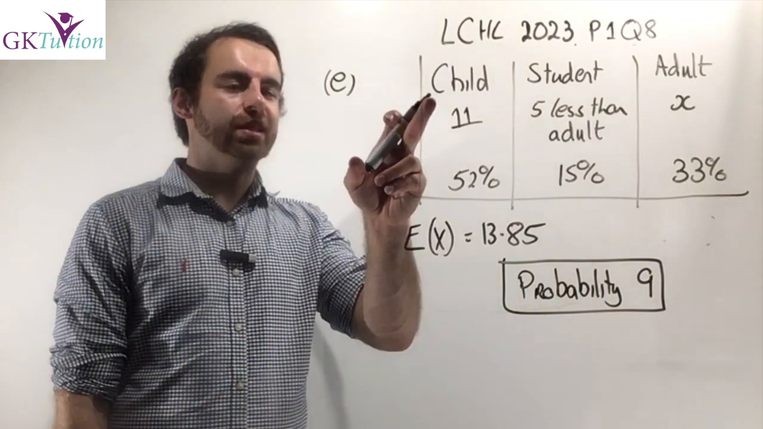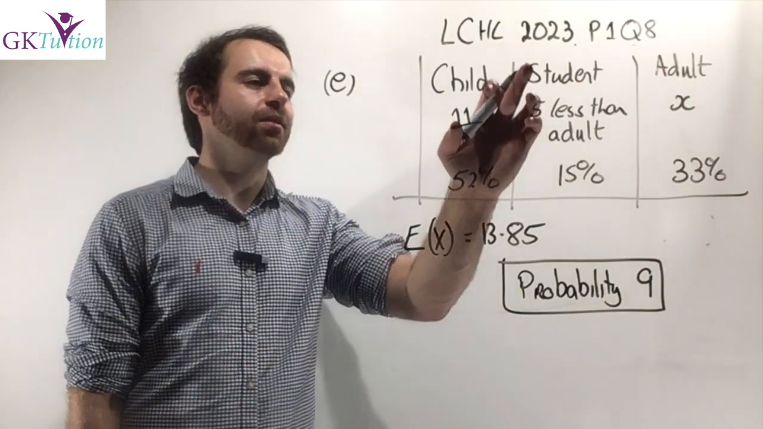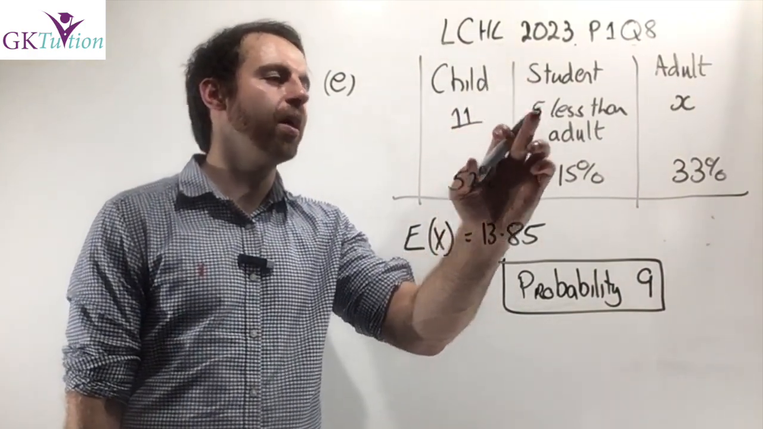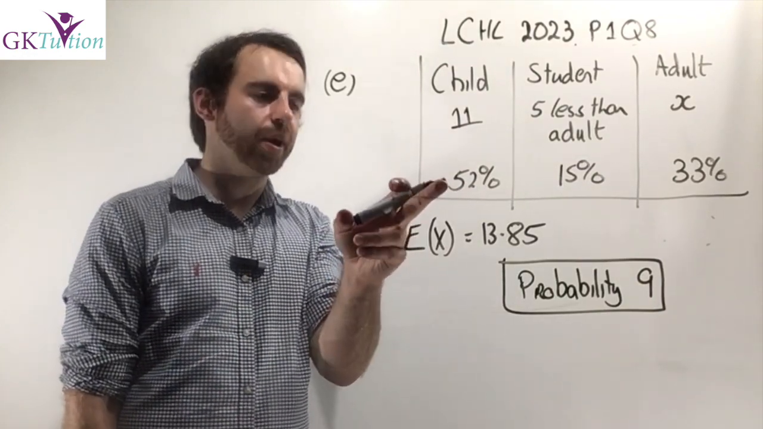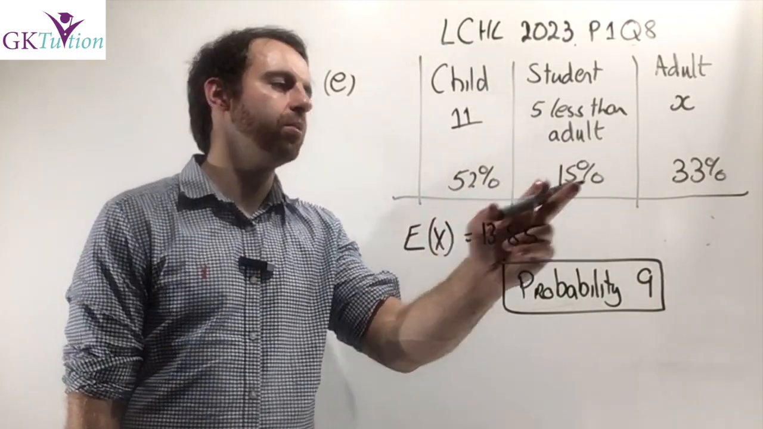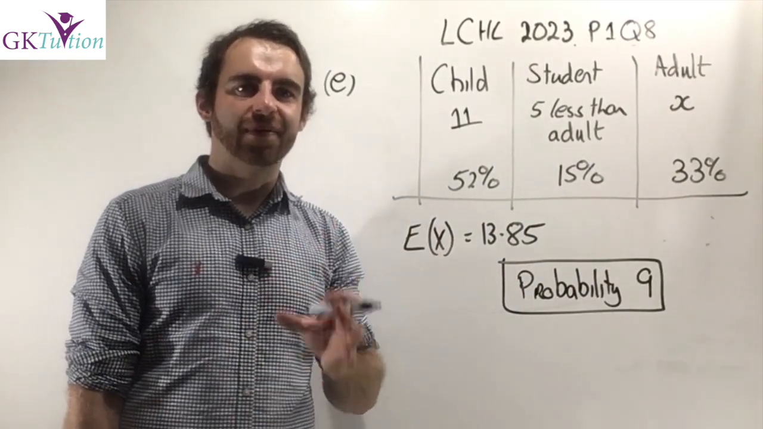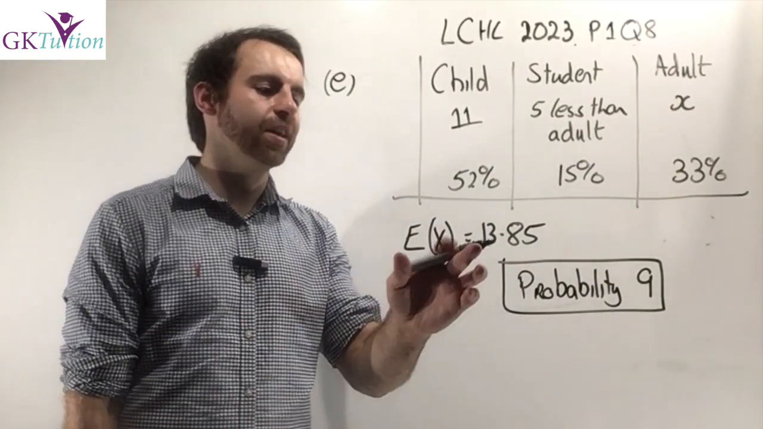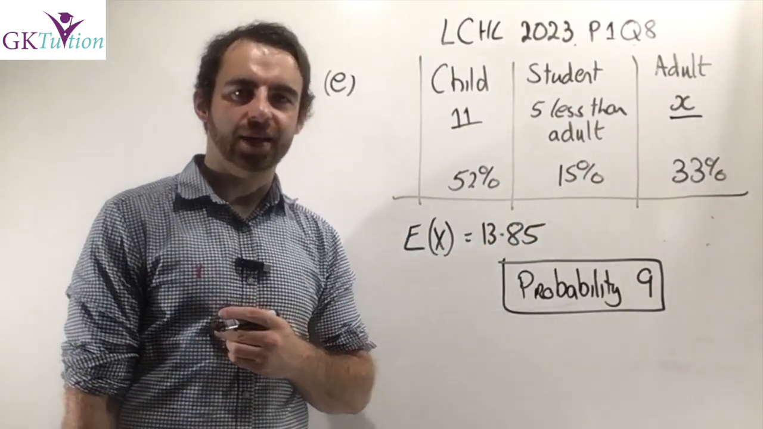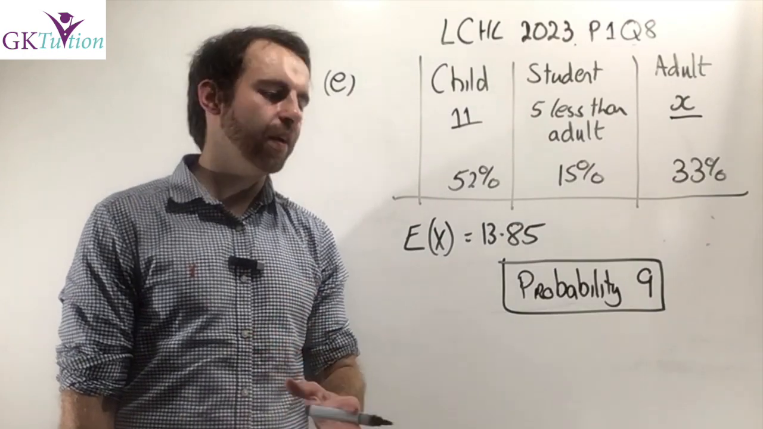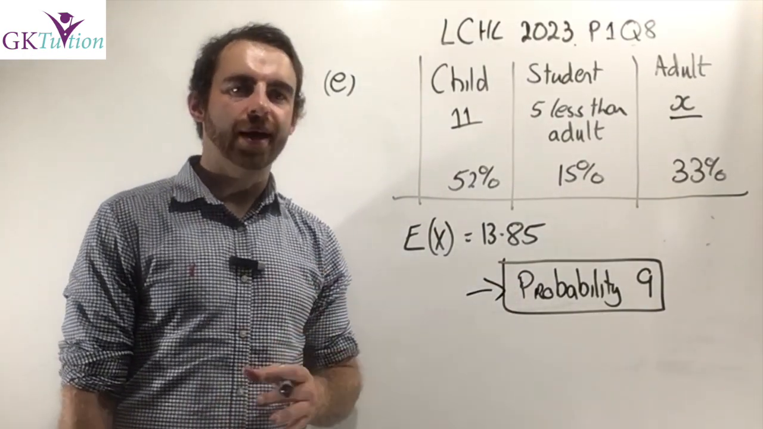In part E of this question, we're told that a park sells 3 types of tickets. It sells children's tickets for €11, it sells adult tickets for x euro, and it sells student tickets for 5 less than an adult ticket. We're told 52% of people that go to the park are children, 15% are students, 33% are adults. We're told that the expected value of the cost of one of these tickets is €13.85. We're asked to work out the price of an adult ticket. If you're rusty on your expected value, this is what we studied in probability 9, so it's worth looking back over that.